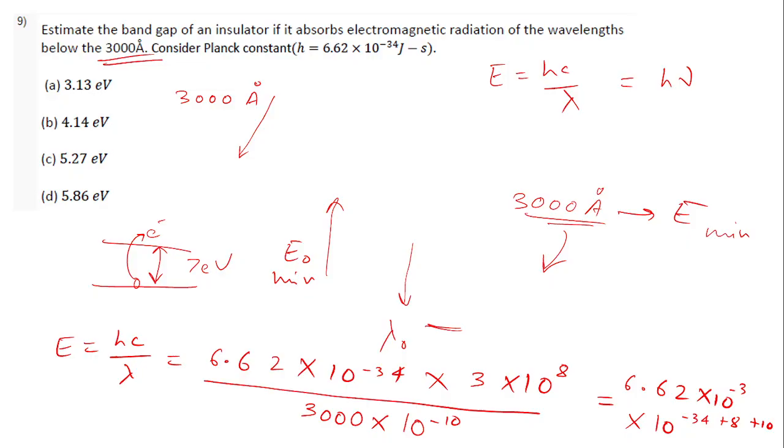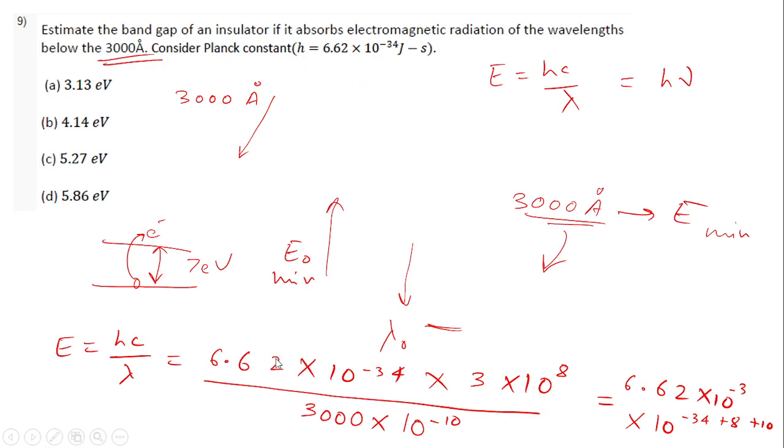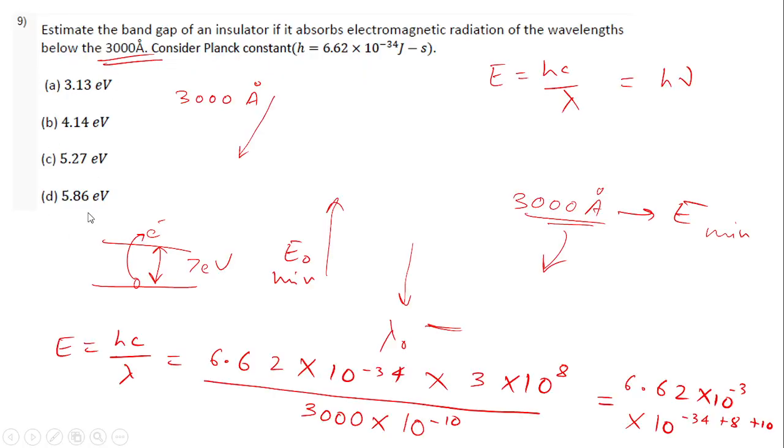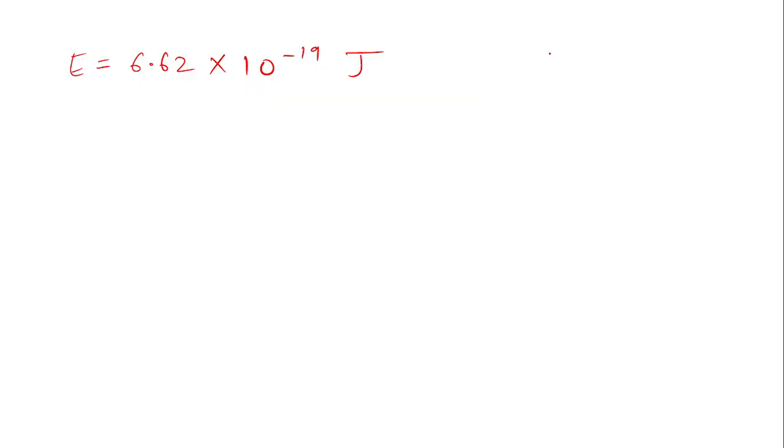So minus 3 plus 10 minus 34 plus 8, so it will be 10 to the power minus 19. So this will be 6.62 times 10 to the power minus 19 joule, because everything was in SI unit. So the energy value that I am getting will be in joule, and our answers are in electron volt, so we need to convert it into electron volt.